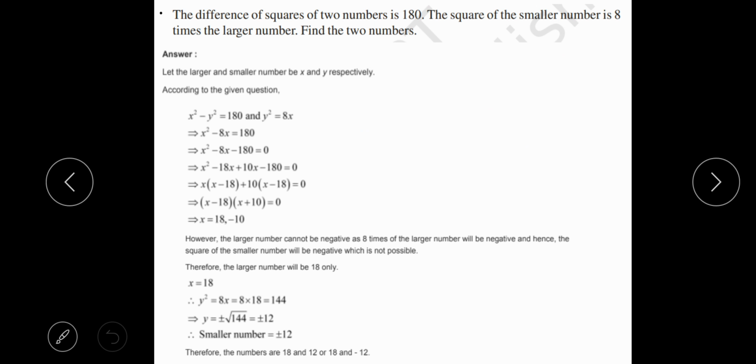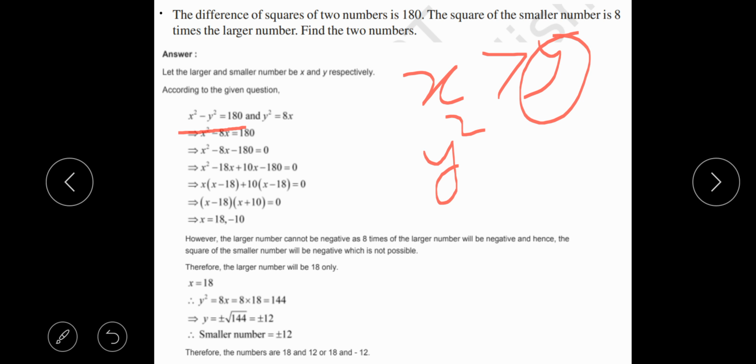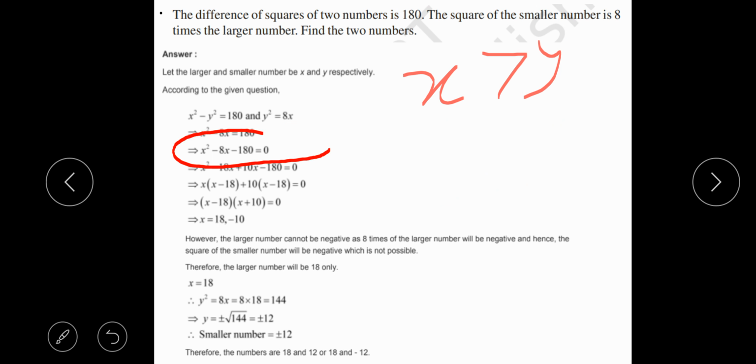So for the difference of square, let us consider the two numbers x and y where x is greater than y. Therefore according to the question, x square minus y square is equal to 180, and the second condition, the square of the smaller number y is equal to 8 times the larger number, that is y square equal to 8x. Now put y square equal to 8x in x square minus y square equal to 180, you will get x square minus 8x equal to 180. Now solve this, you will get one quadratic equation, x square minus 8x minus 180 equal to 0.